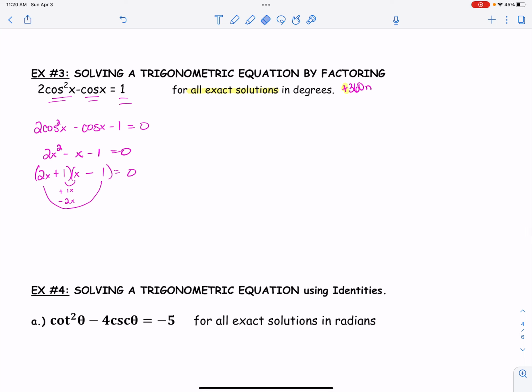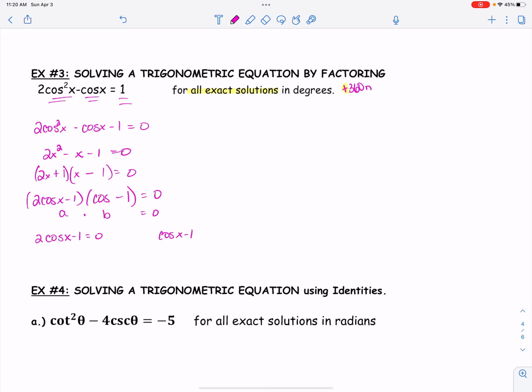You're always checking the inside and the outside foiling to find the middle term. So I'm going to go ahead and erase that a little bit so I can have some space. So I know this is 2 cosine x minus 1 times cosine x minus 1 equals 0. So again, I have a times b equals 0. So a or b, either one of them, if they equal 0, they give us a solution. So 2 cosine x minus 1 could equal 0, or cosine x minus 1 equals 0.